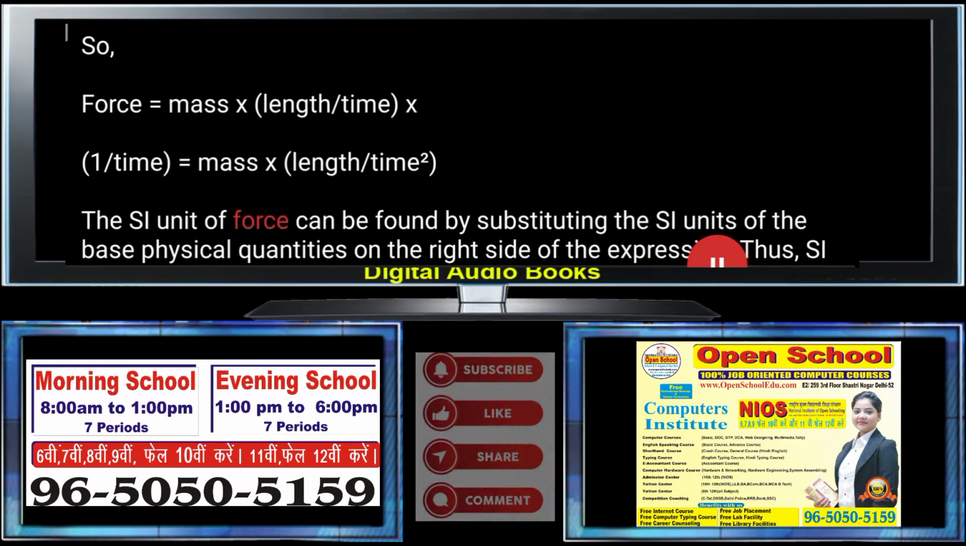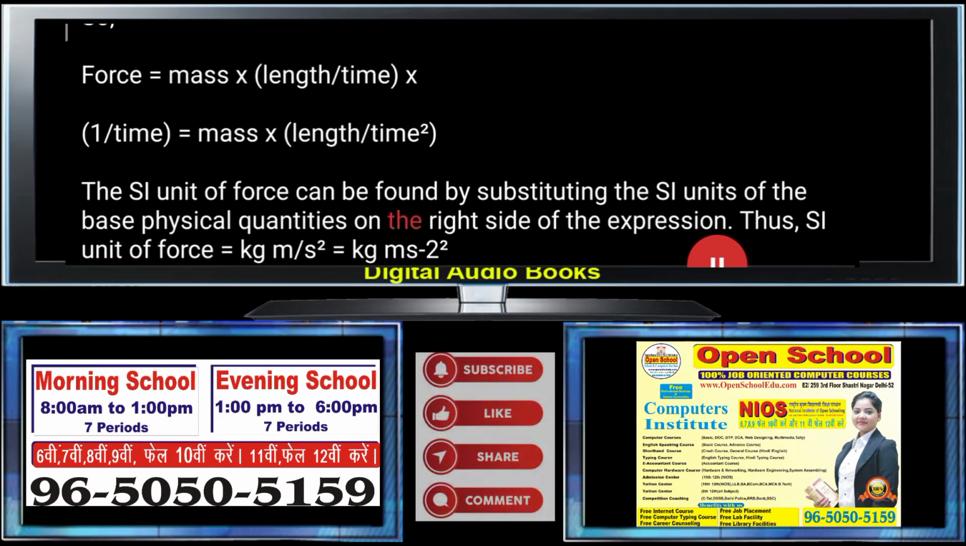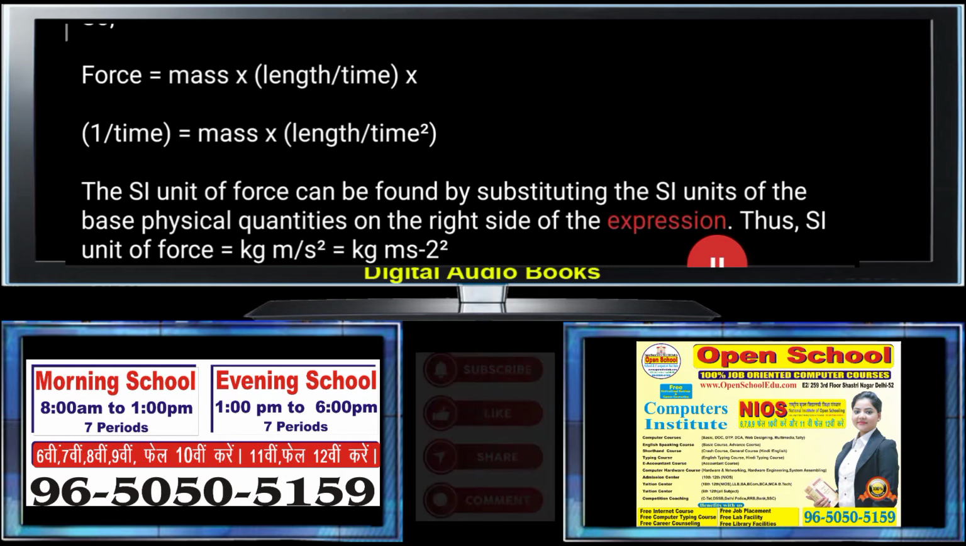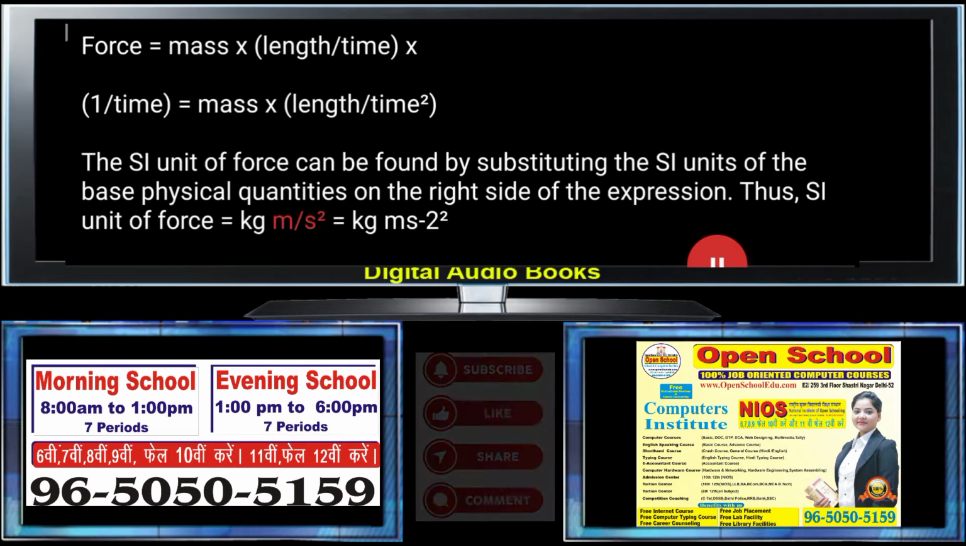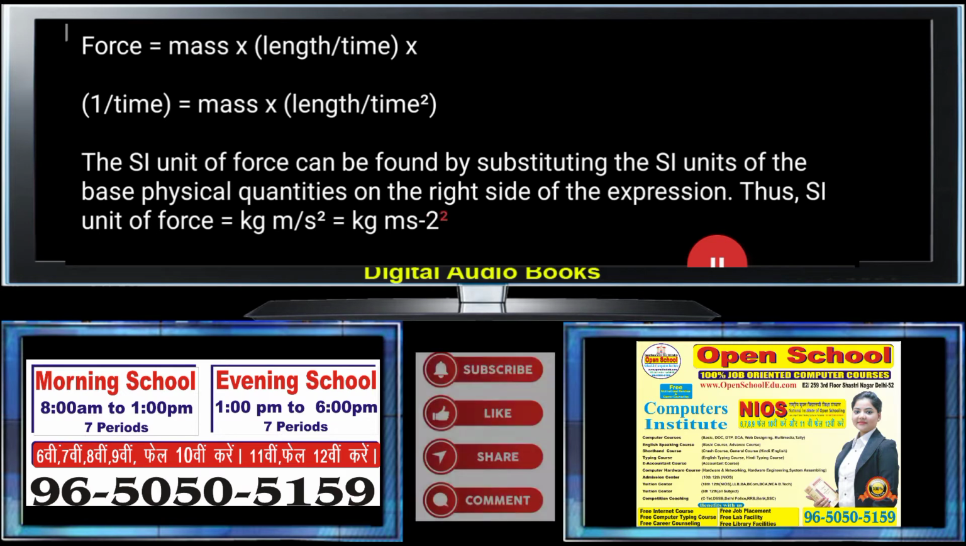The SI unit of force can be found by substituting the SI units of the base physical quantities on the right side of the expression. Thus, SI unit of force equals kilogram meter per square second equals kg m/s².